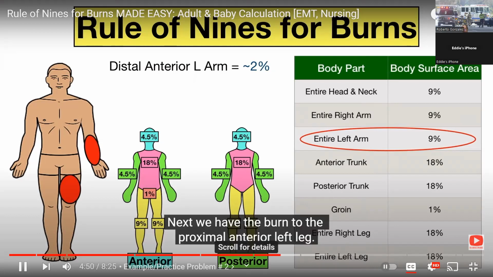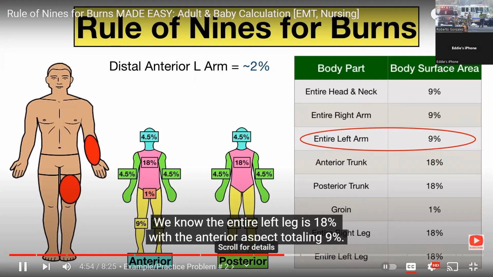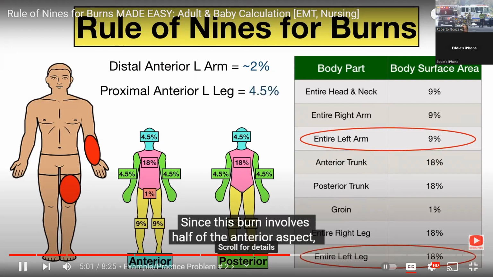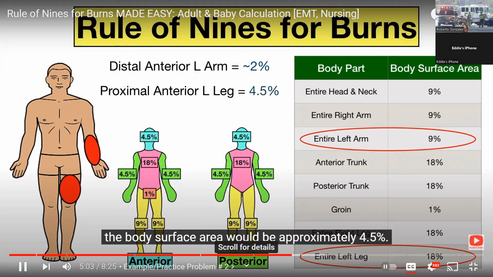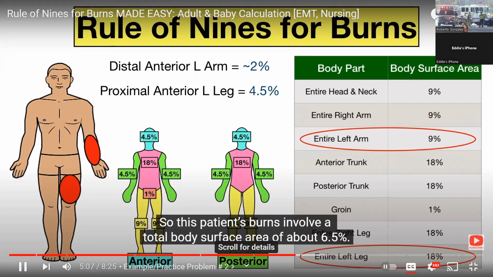2%. Next, we have the burn to the proximal anterior left leg. We know the entire left leg is 18%, with the anterior aspect totaling 9%. Since this burn involves half of the anterior aspect, the body surface area would be approximately 4.5%. So this patient's burns involve a total body surface area of about 6.5%.